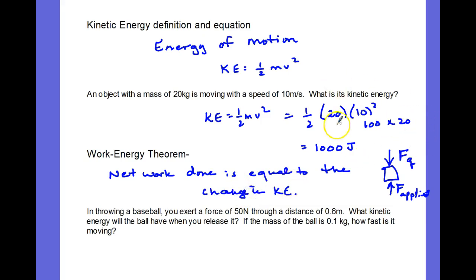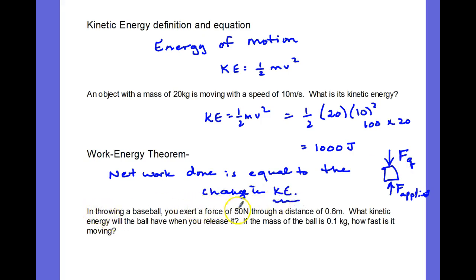Okay. So if the net work is 0, then there's no change in kinetic energy. So if I am applying a force upward equal to the weight of the object, it's not accelerating, then there's no change in its kinetic energy.